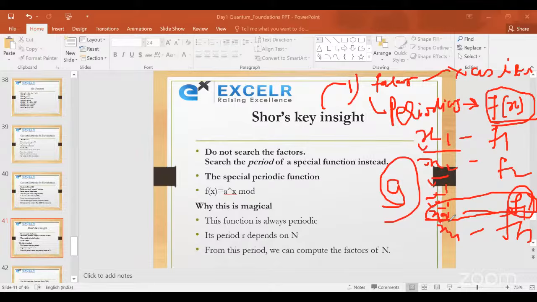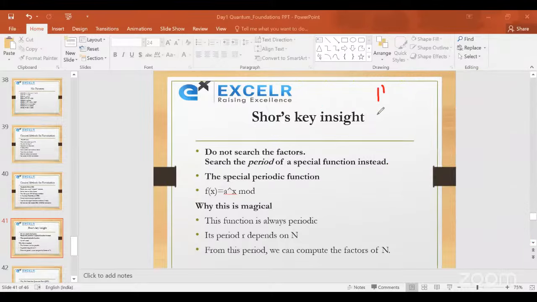So what is the idea of Shor? Shor's idea was to take such a type of function which has periodic behavior. So that was the first idea. Now, he's saying that just by taking a periodic function, the matter will be solved. The answer is no.